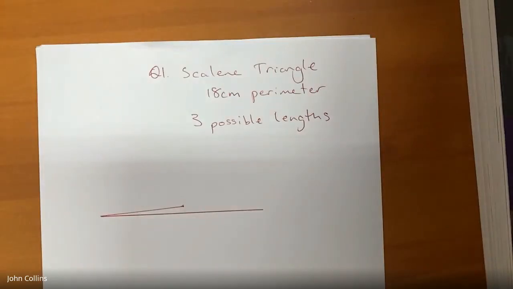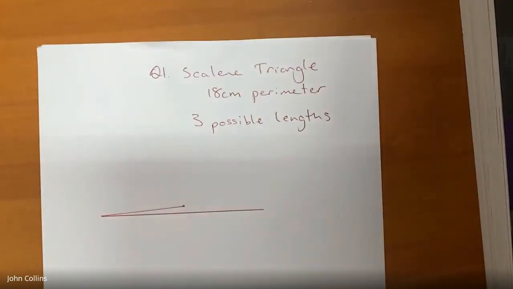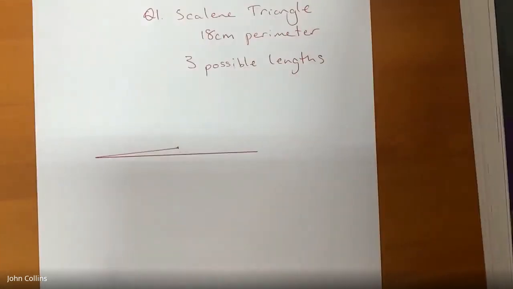So Julie, yeah. So I'll do that again if you want. 18 centimeters is the total. So hopefully you understand that the three things have to add to 18 in order to be the perimeter. In order for it to be a possible triangle, we have to be able to join up the sides.